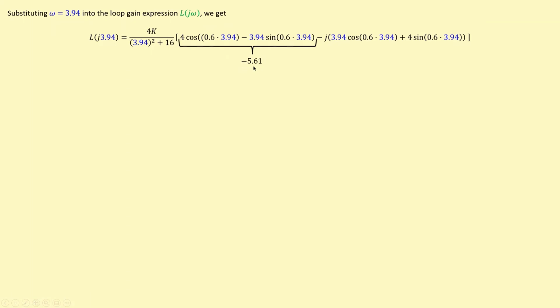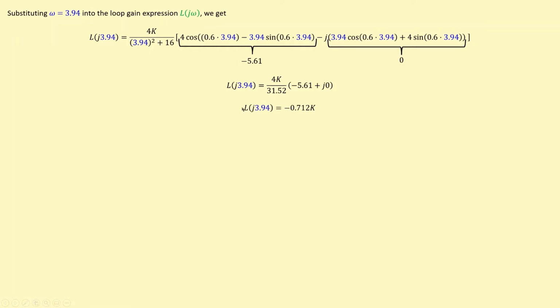So the next step, let me emphasize this: this is now the real part, which calculates to minus 5.61, and this one is 0. This is of course not a surprise, because we made the imaginary part equal to 0, and if you substitute the value of omega, you get 0. Now, if I work this out, I have the following simplified expression: 3.94 squared plus 16, which is 31.52, and we have 4k divided by that same number, and then minus 5.61 plus j0. This is just a pure real expression.